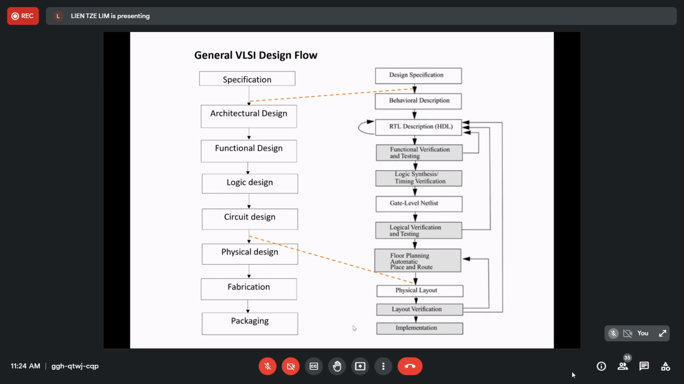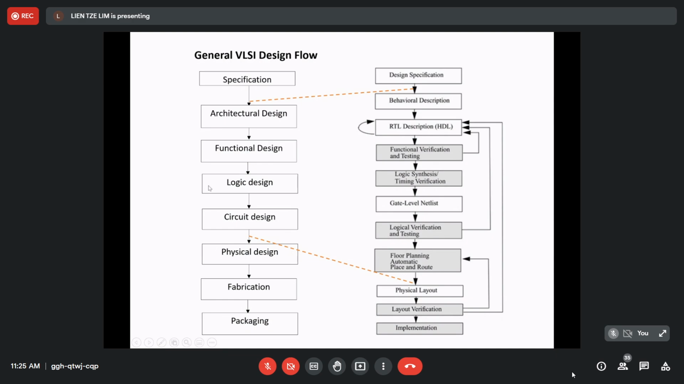Because you see the VLSI design flow. If you look at different websites, they give a different design flow. I included it here because I want to clarify to you what the differences are and how we understand the design flow if it is not given in this way.